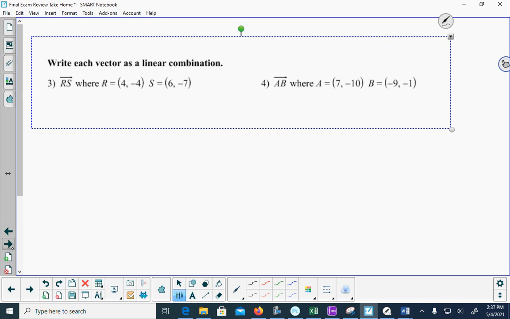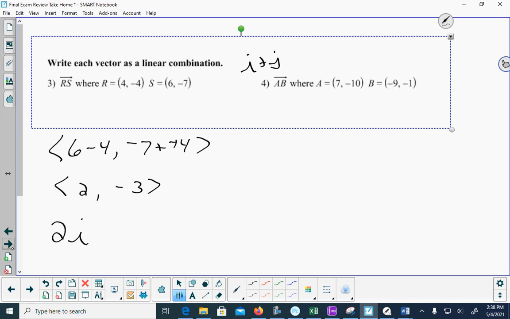In 3 and 4, they want you to write the vector as a linear combination. Remember, linear combination uses the i and the j. So the first thing I'm going to do is put it in component form. Again, terminal minus initial, so 6 minus 4, -7 minus the -4. And when I do that, I get [2, -3]. So that is the component form. To write it as a linear combination, I'm going to do 2i. Since this is a minus, I'm going to write -3j.